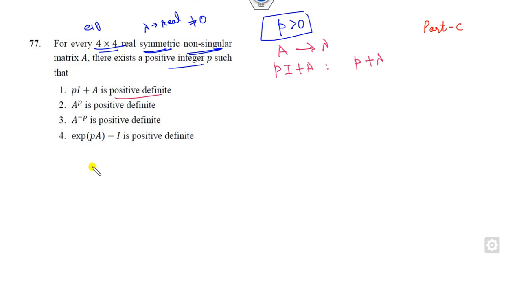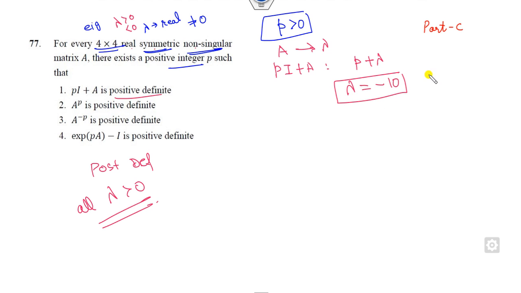What is the meaning of positive definite? Positive definite means all the eigenvalues are greater than 0. That's the meaning of this. Now, A is a real symmetric matrix. So lambda can be greater than 0. It can be less than 0. Assume lambda is minus 10. Then can you find P which is greater than 0? There exists. Can you find the P such that this value must be greater than 0? Yes, you can take P as 12. So 12 minus 10 is greater than 0. So it means there exists one.